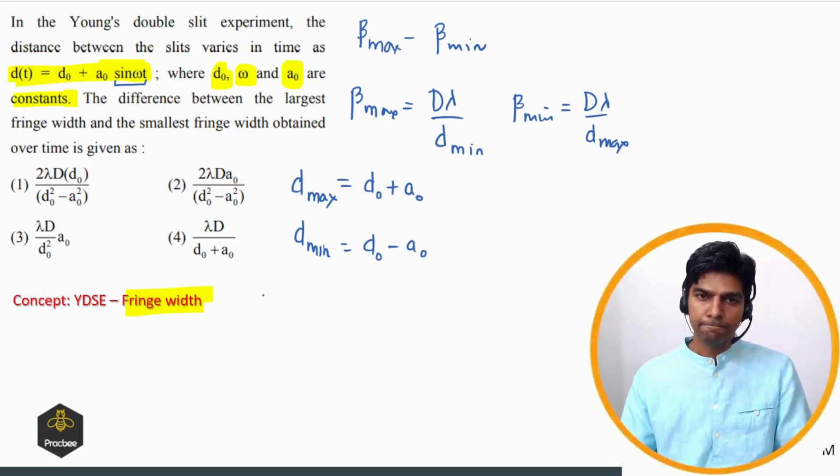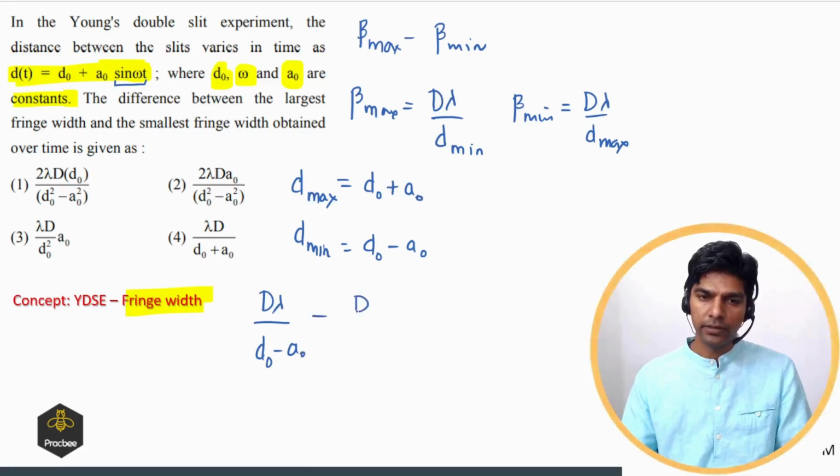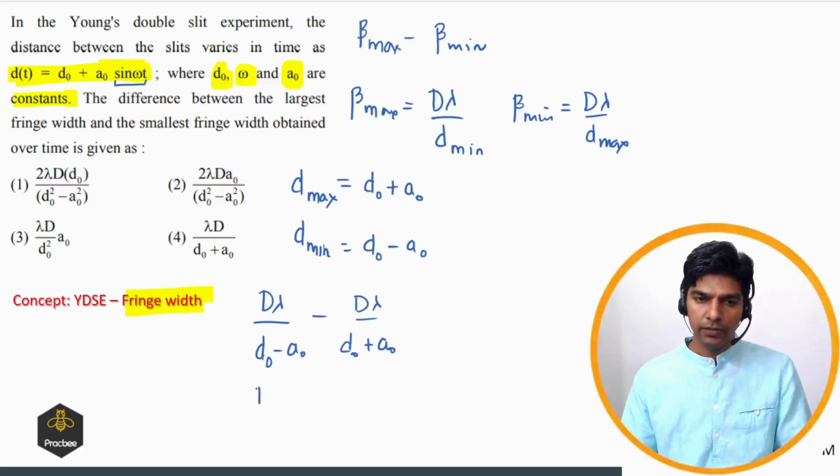So we can say dλ. The difference will be dλ upon d naught minus a naught minus dλ upon d naught plus a naught. So this will give us dλ times 2a naught divided by d naught square minus a naught square. So option 2 is the right answer.